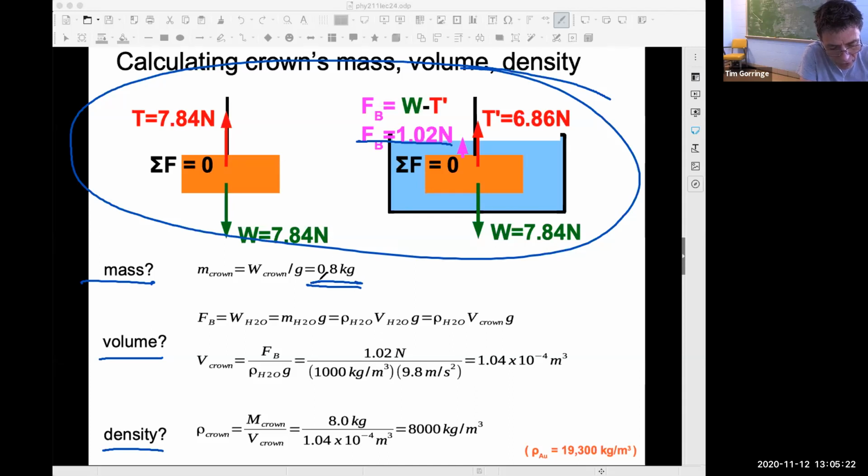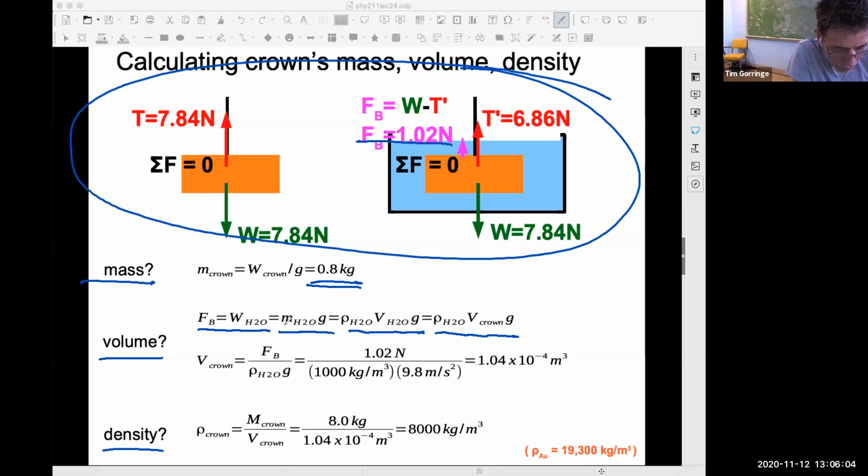What about the volume of the crown? Well, that's where I'm going to use Archimedes' principle. Archimedes' principle says that the buoyant force on the crown, which is 1.02 newtons, is equal to the weight of water displaced. The weight of water displaced is the mass of water times the acceleration of gravity. The mass of water is the density of water times the volume of water. The volume of water that we've displaced is the volume of the crown.